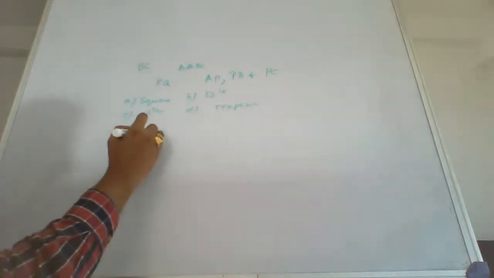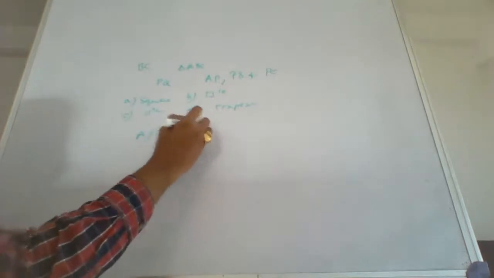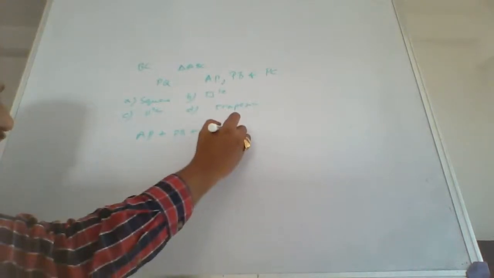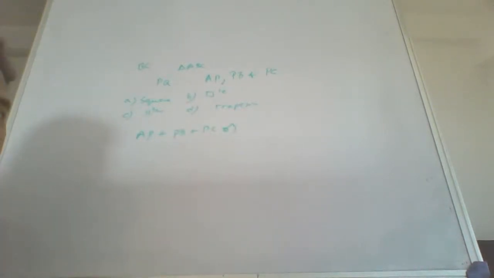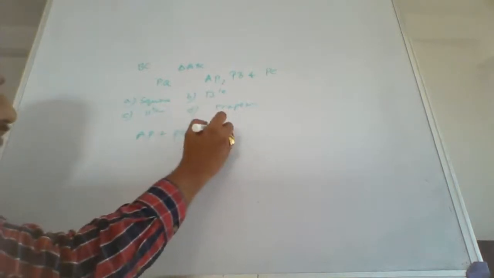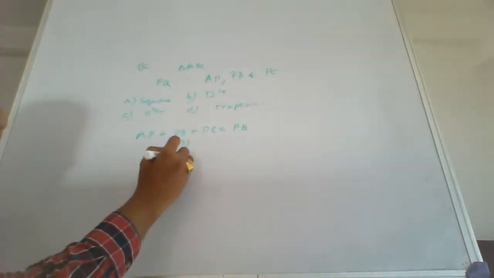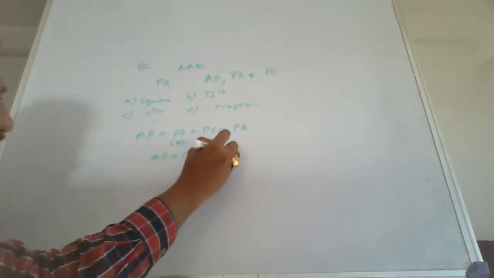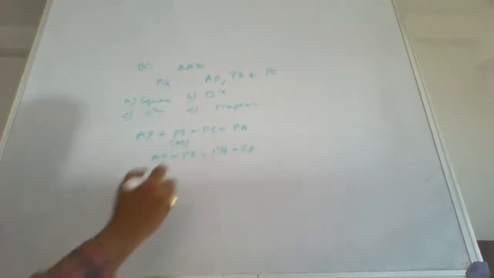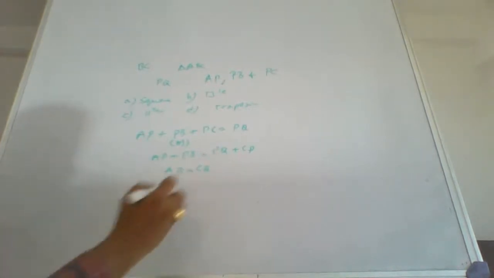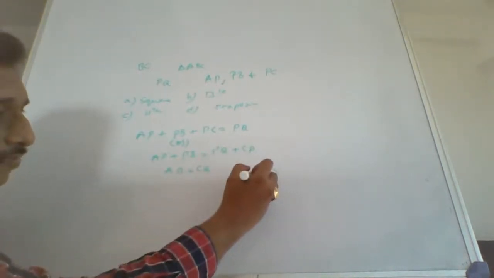Now, if you consider AP plus PB plus PC, which is equal to PQ, or AP plus PB is equal to PQ plus CP, which results as AB is equal to CQ. So this forms a trapezium.